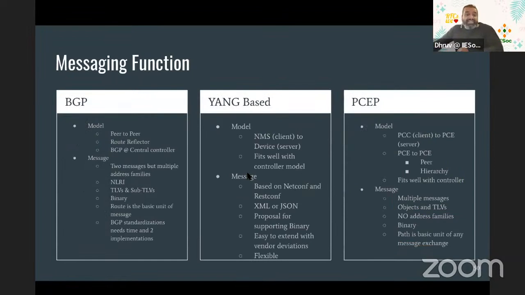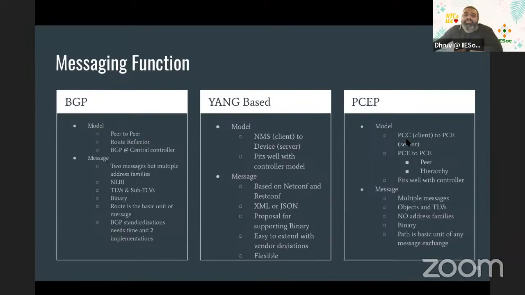So let's start with the messaging function. If you look at BGP, the model is basically peer-to-peer. You can also use a route reflector, and BGP as a central controller is also a model that you will see. In YANG, basically what happens is your NMS is the client, and your device is called a server. It's different from how we usually consider the SDN controller as the server and the device as a client. The terminology is a little bit different, but it fits the model still quite well.